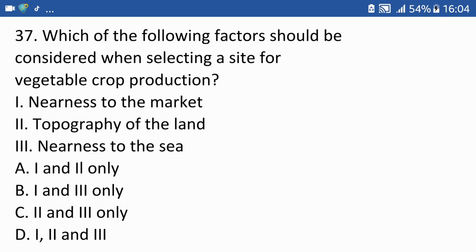I, nearness to the market. II, topography of the land. III, nearness to the sea.